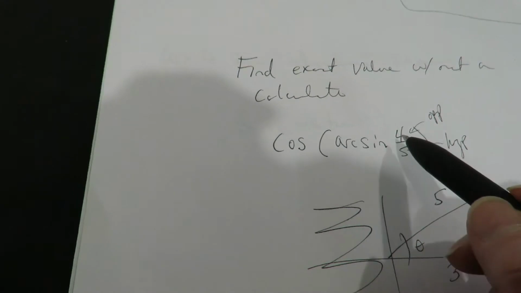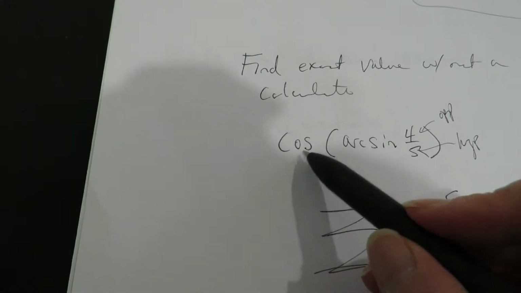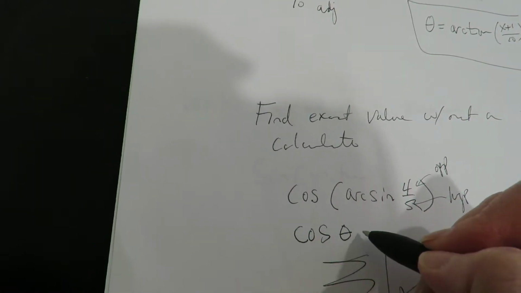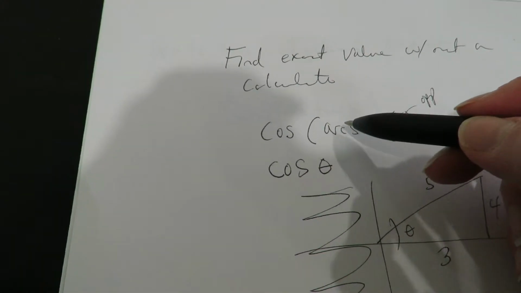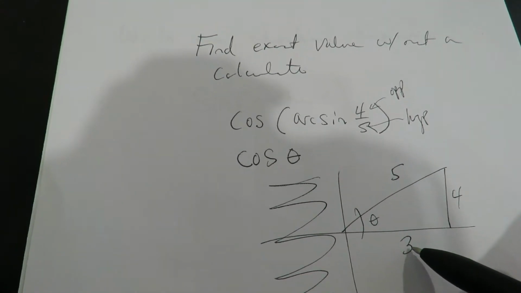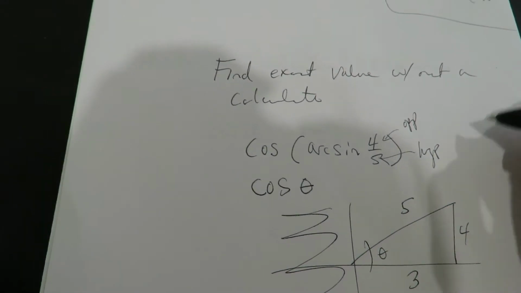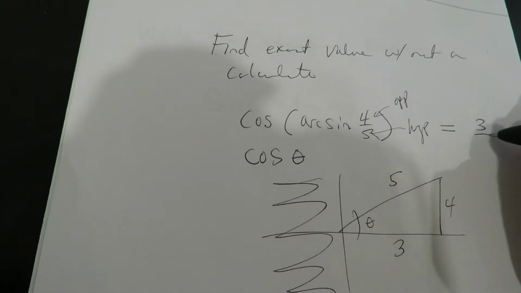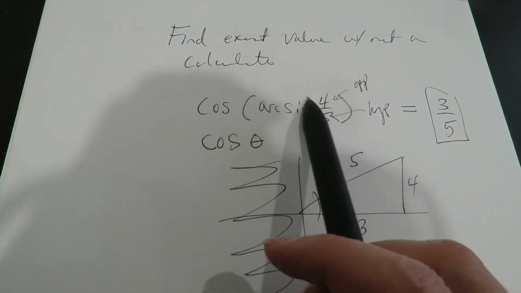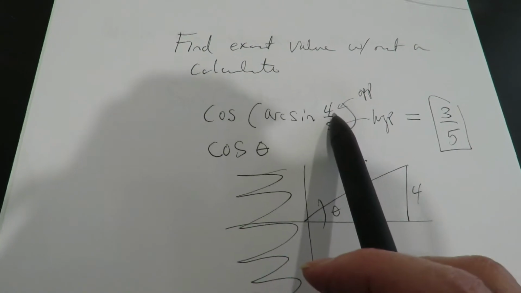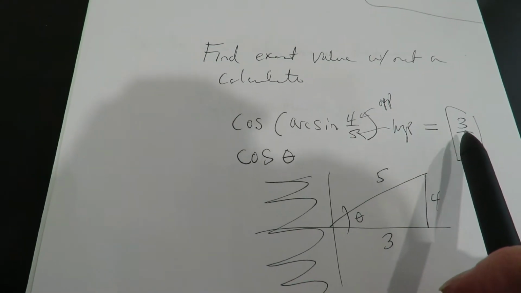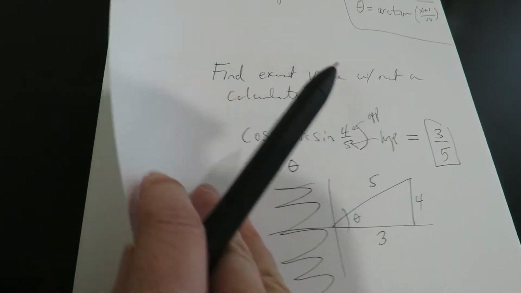Okay, so this sets up the triangle, and then you want the cosine of this arc. Now remember, arcs are angles, so they're saying what is the cosine of this theta. So the cosine of this theta would be the adjacent over the hypotenuse. So the answer would be 3/5. So what I'm saying is this gives you the triangle, and then you figure out what sides they want on the final triangle. I'll do another one of those so you can see it.